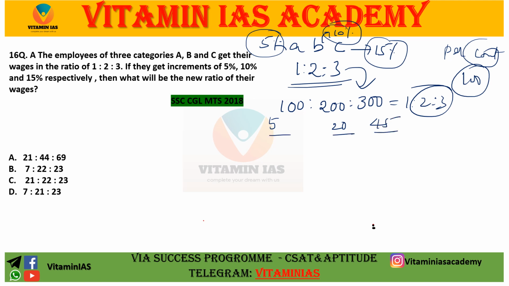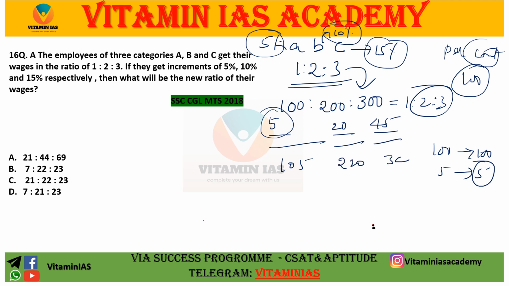Here, 5% of 100. Taking 100% as 100, 5% is 5 only. Same as 200% is 20, 300% is 45. Just add: 105, here 220, and here 345. If you cancel with the 5s, you will get 21, 44 and 69. So this will be the answer.